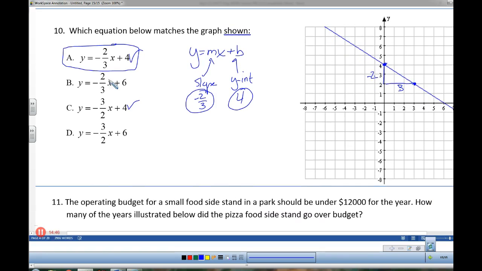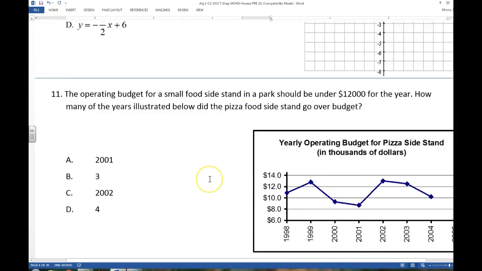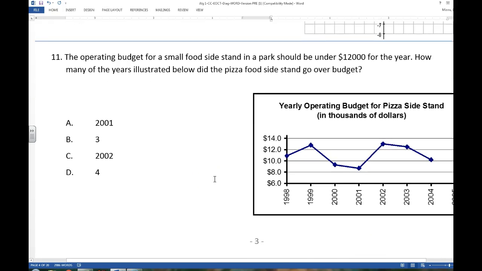All right. Next problem. This is an easy breezy one too, I hope. The operating budget for a small food side stand in a park should be under $12,000 for the year. So he doesn't want to be over $12,000 in his budget to run the place. How many years illustrated below did the pizza food side stand go over budget?